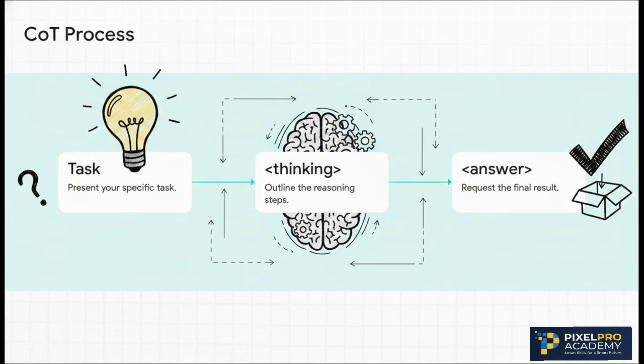Step 1, present the task. Step 2, outline the reasoning inside a thinking tag. And Step 3, request the final result in an answer tag. What this does is cleanly separate the reasoning from the final output. For developers, that means you can programmatically extract just the answer for your app, while keeping that entire thought process visible behind the scenes for debugging.